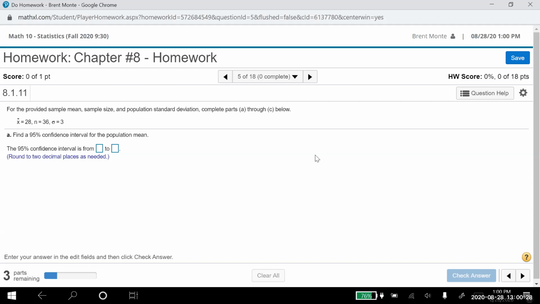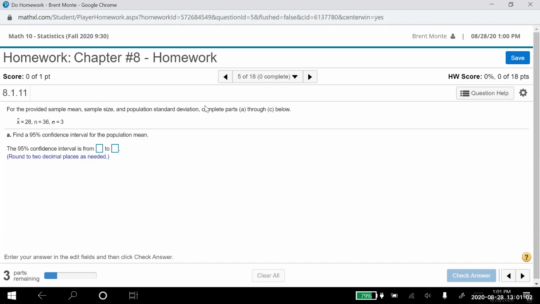Well, they don't tell us here that it's a simple random sample. We're going to assume that it is. They don't tell us it's a normally distributed population, but it doesn't matter because the sample size 36 is 30 or bigger, so we're okay. And we know sigma, the population standard deviation, is 3. The question says find a 95% confidence interval for the population mean. Remember, we're trying to use that sample mean to estimate the population mean, so we're going to build a confidence interval around the sample mean.